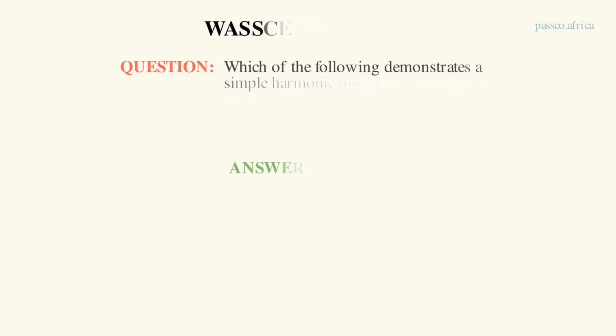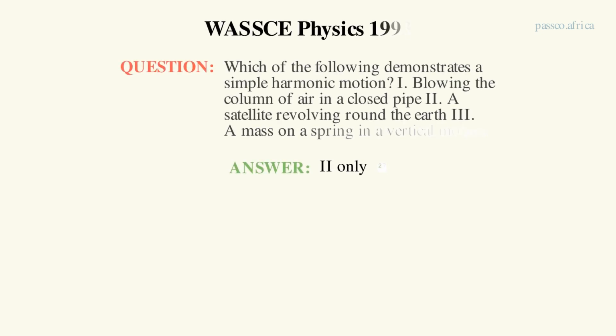Welcome to Passco Africa. Here is the question. Which of the following demonstrates a simple harmonic motion? 1. Blowing the column of air in a closed pipe. 2. A satellite revolving round the Earth. 3. A mass on a spring in a vertical motion. Now, try it yourself.